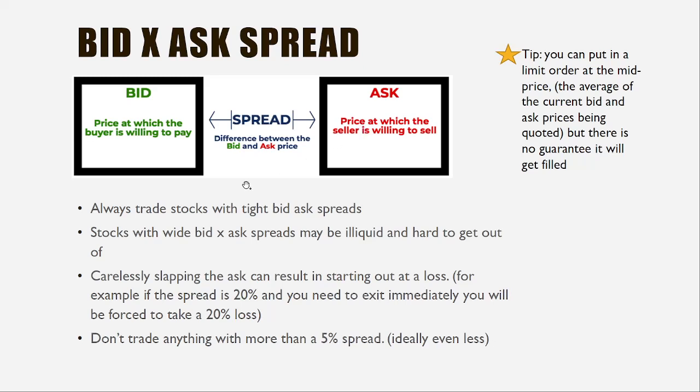So we always want to trade stocks with tight bid-ask spreads. Stocks with wide bid-ask spreads may be illiquid and hard to get out of. And if we carelessly slap the ask, it can result in starting out at a net loss. For example, if the spread is 10-20% and you need to exit immediately, you'll be forced to take a 20% loss. So don't trade anything with more than a 5% spread, ideally even less.